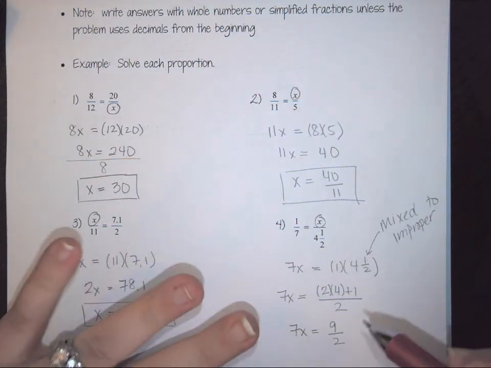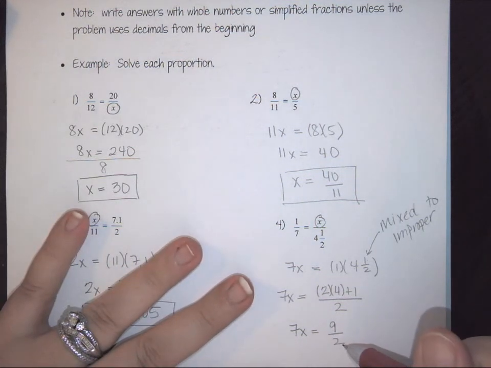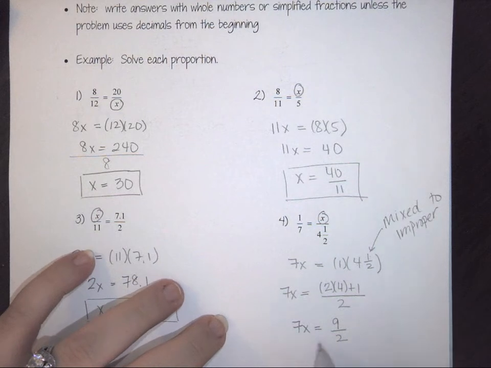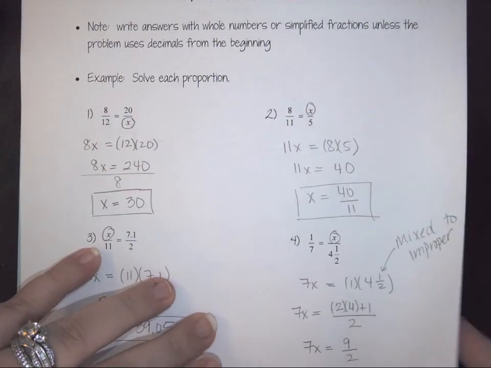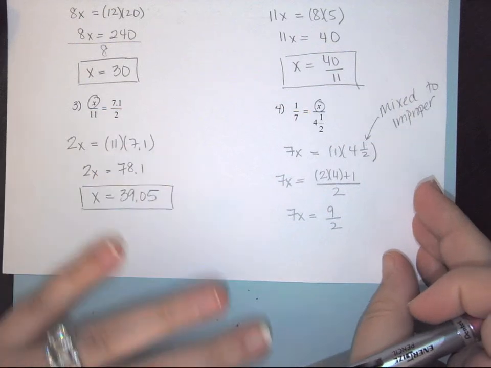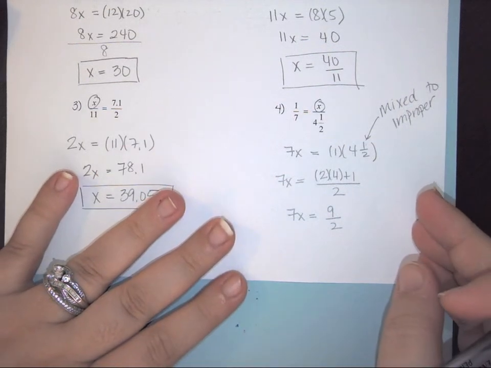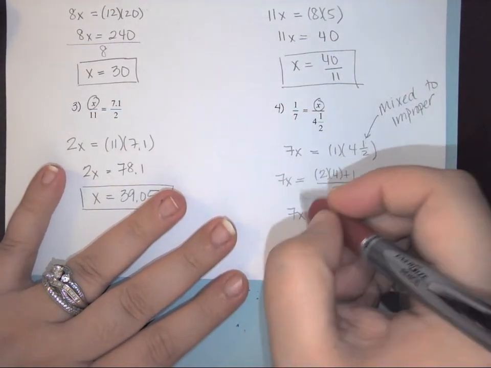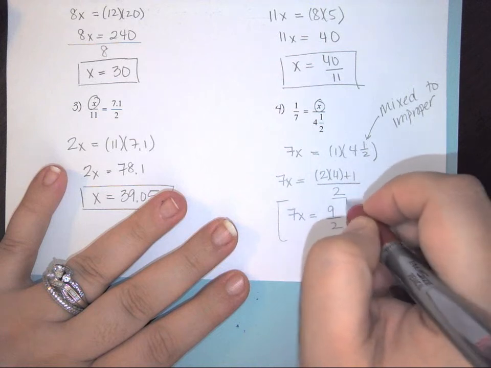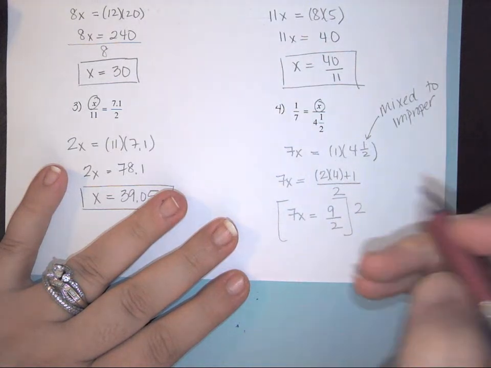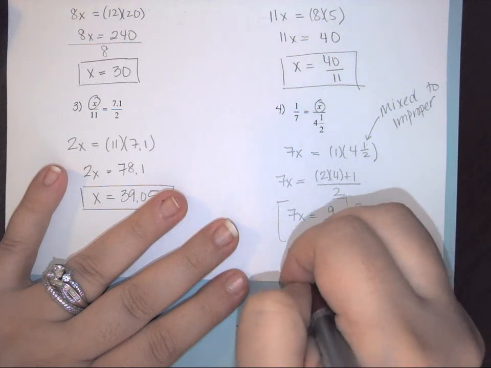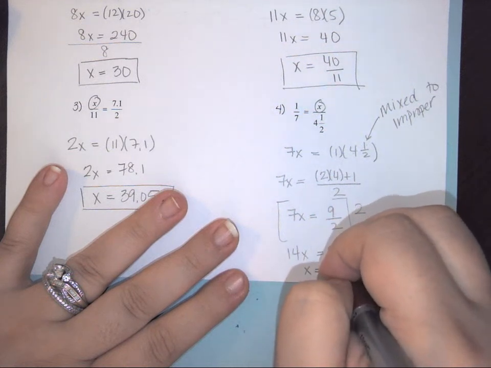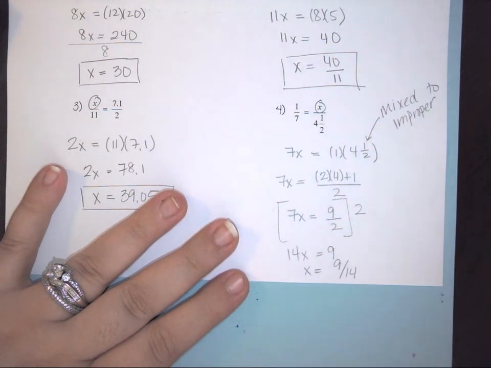So here, one thing that we can do is we know that we have to divide the whole thing, but most of us don't like fractions. So the easiest thing to do, which does add an extra step into your problem, is you could multiply this whole thing by 2, which changes this to be that 14x equals 9, so x equals 9 over 14.